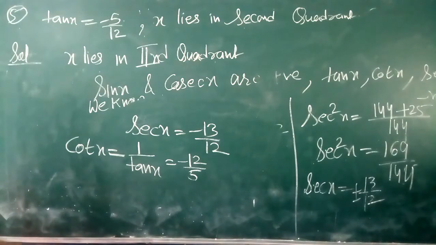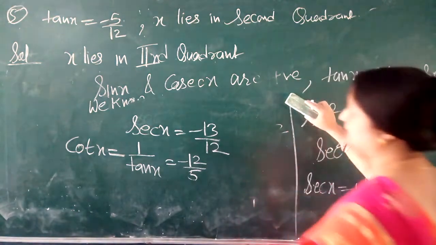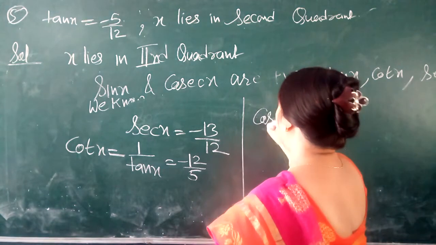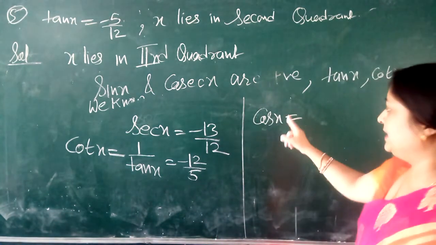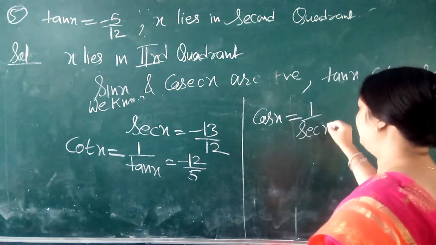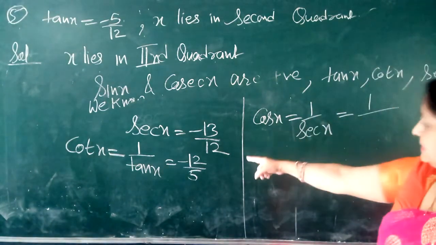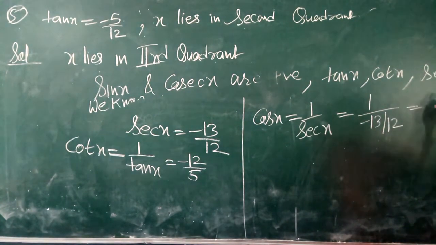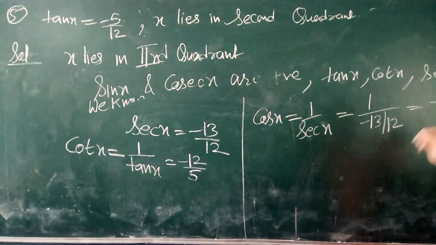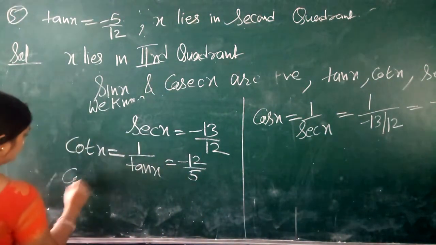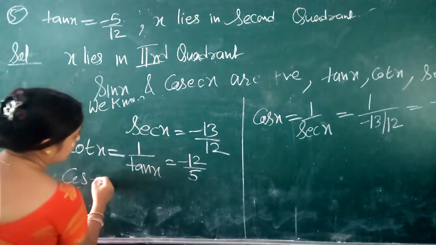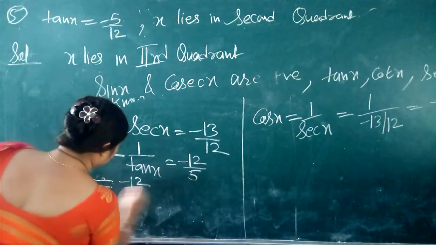Now the value of sec x and the value of cot x are found. After that we can find the value of cos x. The formula is 1 upon sec x. So you put the value of sec x, that is minus 13 upon 12. Now reciprocate it, and it will come minus 12 by 13. This is the value of cos x. And the value of cosec x is 1 upon sin x, minus 12 upon 13.